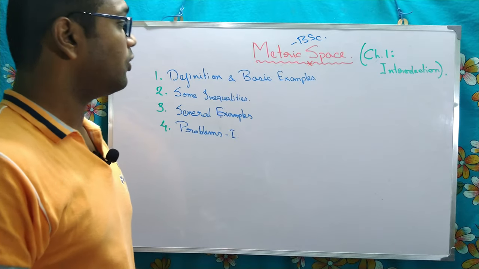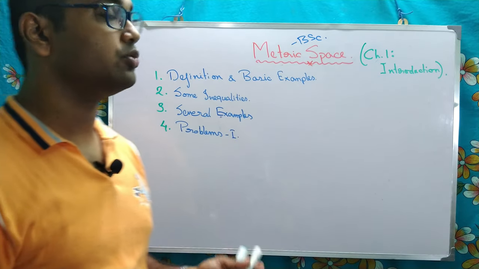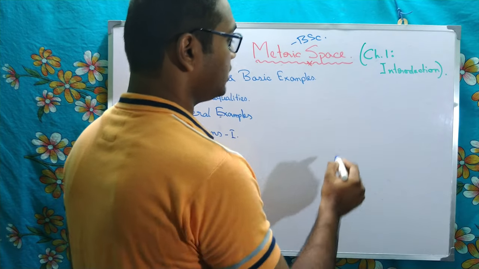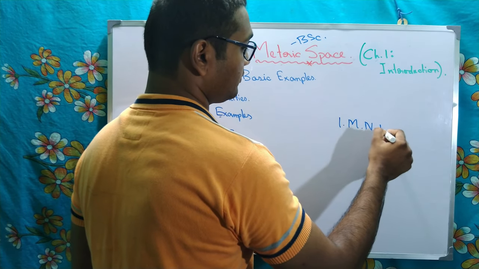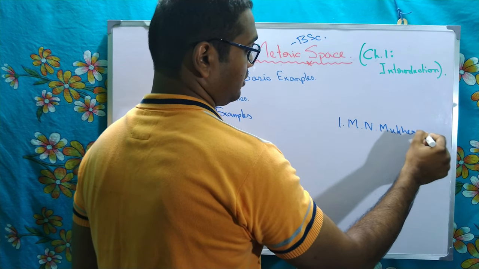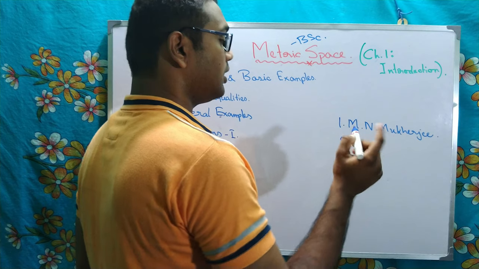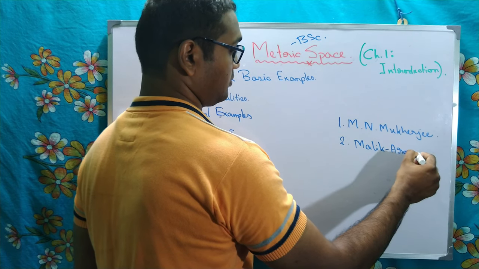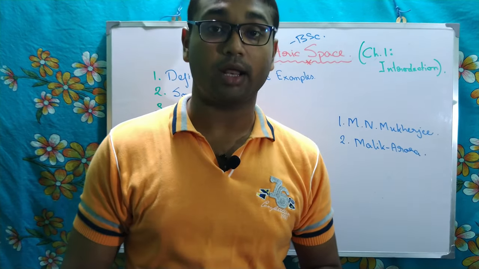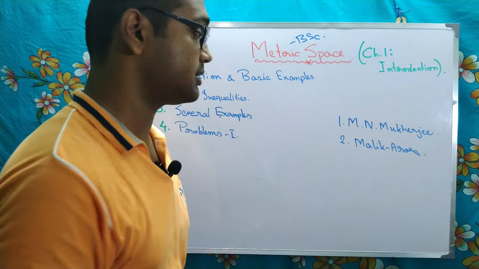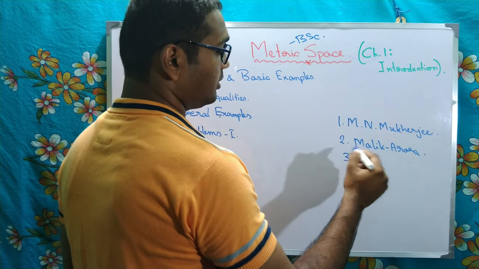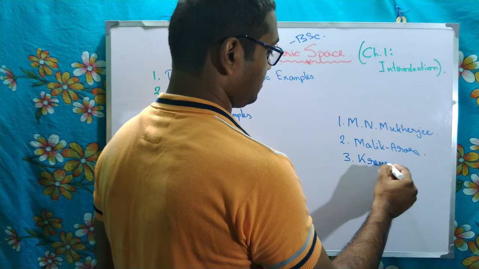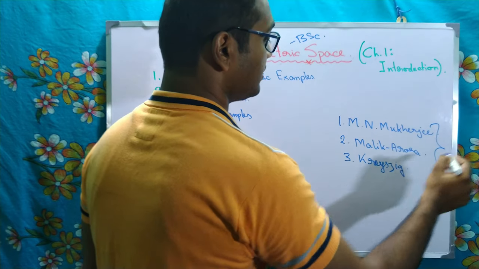Now, for metric space, I have divided it into several chapters. The books that I shall follow are three books actually. The first one is by M.N. Mukherjee. The second one is obviously Malik Arora's book, the Real Analysis book, or I think the name of the book is Mathematical Analysis. And the third book that I shall follow is the Topology by Kreyszig. These three books will be followed.